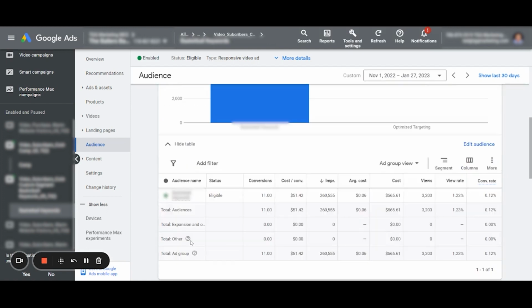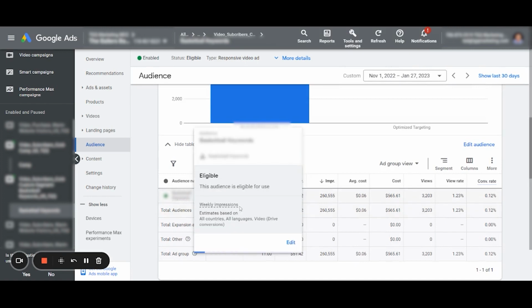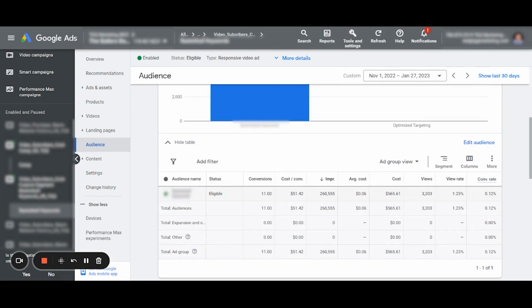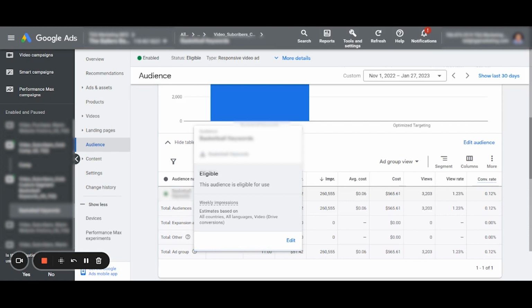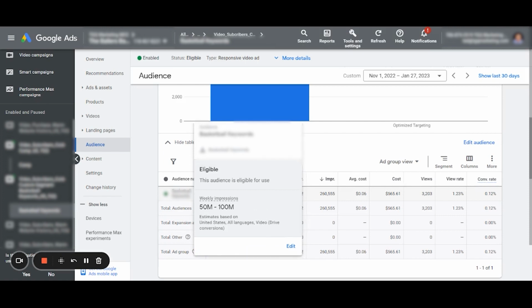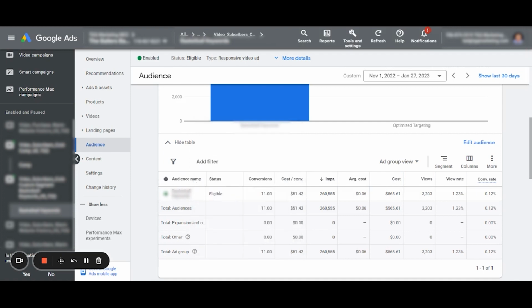And you can see the audience that I'm using that is also in Performance Max is working really good on YouTube as well, driving a lot of subscribers. That's essentially helping this account scale, and is one of the campaigns that I'm testing. So these are the main campaign types and audiences.